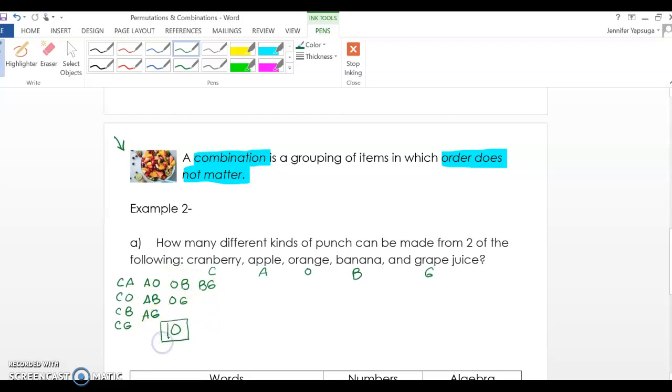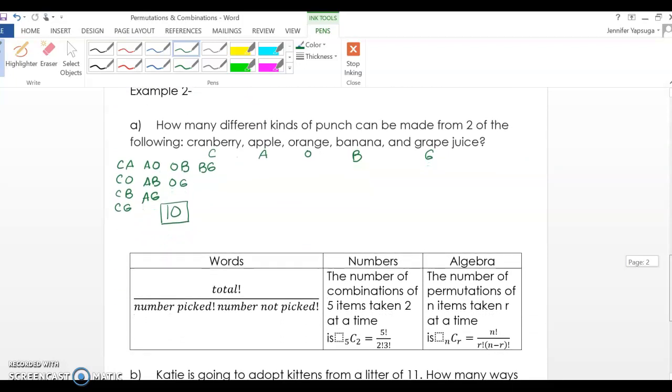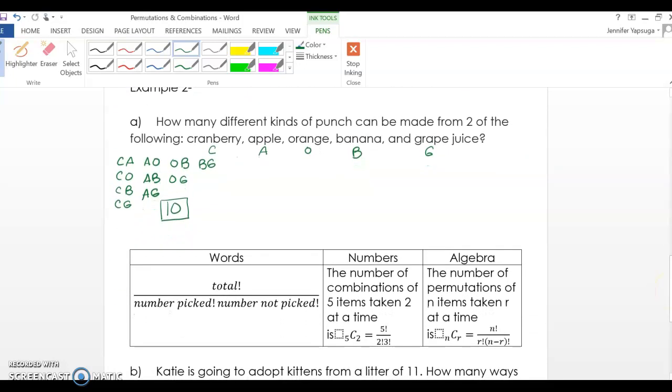All right, so in this case, it was pretty easy to list them out, but sometimes it gets a little bit more complicated and there's a lot of large numbers involved. So we do have these formulas that we can go back to. So in words, a combination, for example, is going to be the total factorial divided by the number chosen factorial times the number not chosen factorial. So I have the example down here with our numbers.